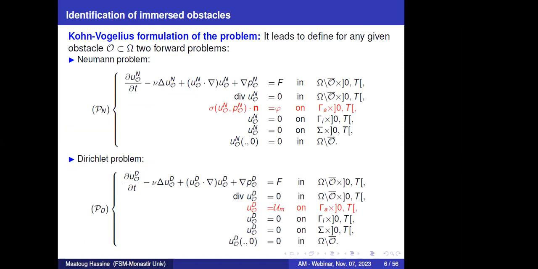So using the convolution formulation, the inverse problem leads to define for any admissible obstacles two forward problems. The first one is called the Neumann problem. It is related to the Neumann boundary condition. The second problem is called the Dirichlet problem. It is related to the given Dirichlet boundary condition on the accessible surface.